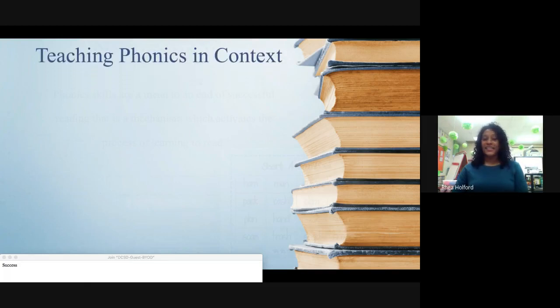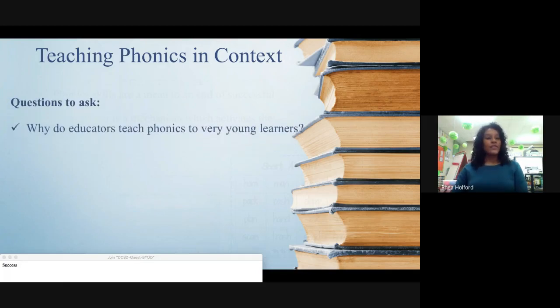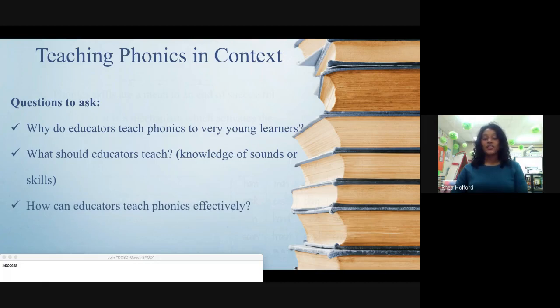Teaching phonics in context. Questions to ask: Why do educators teach phonics to very young learners? What should educators teach, knowledge of sounds or skills? How can educators teach phonics effectively? Who is the best person to teach phonics in scope?